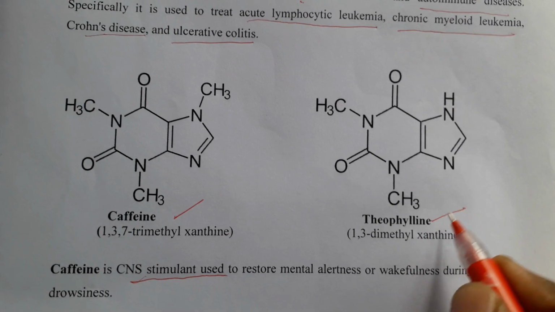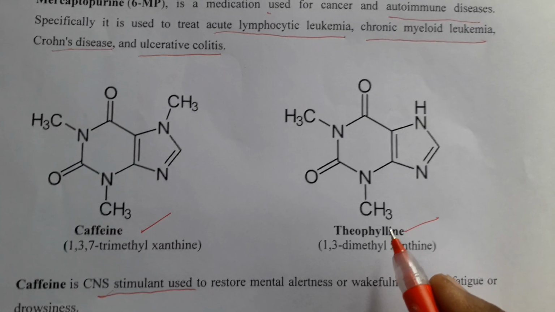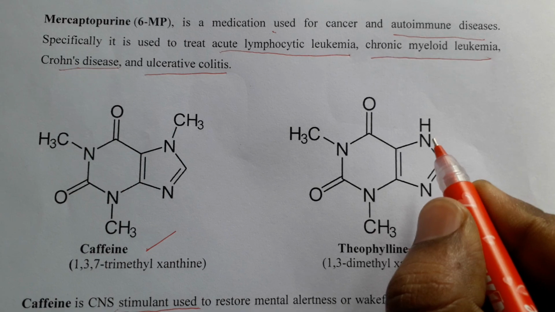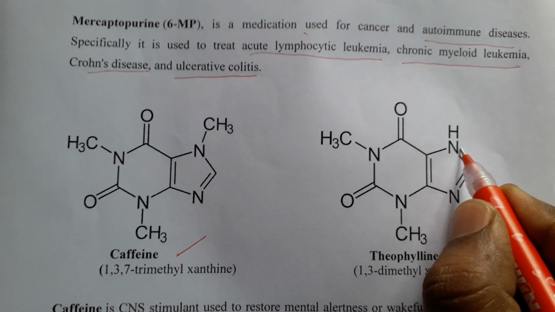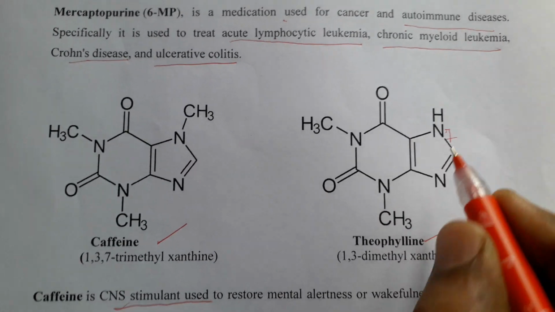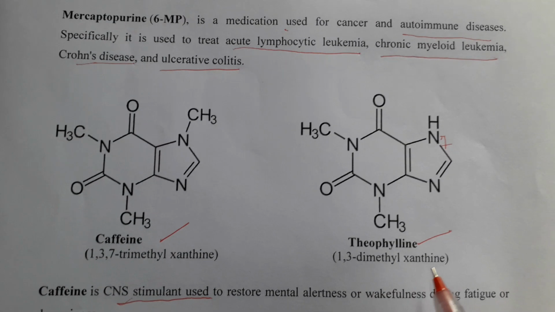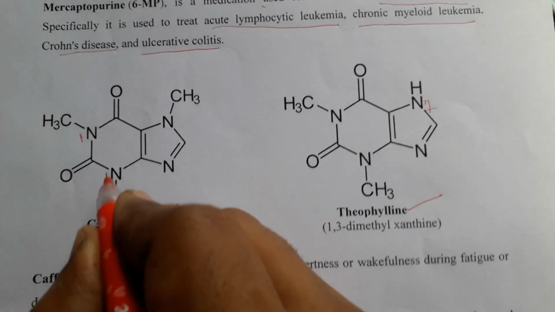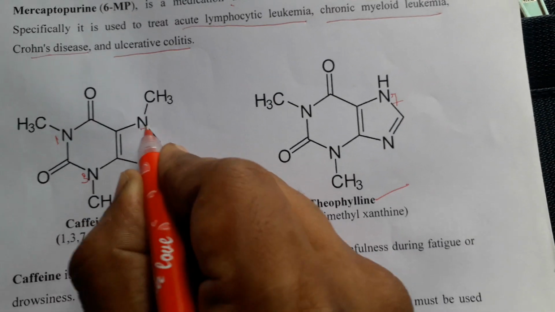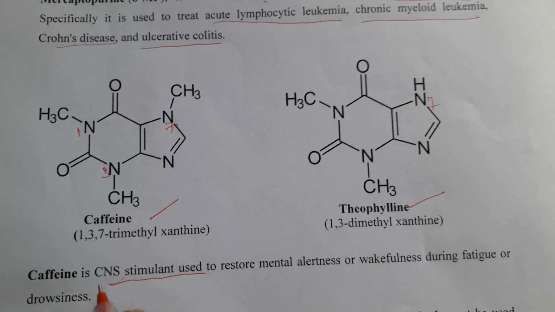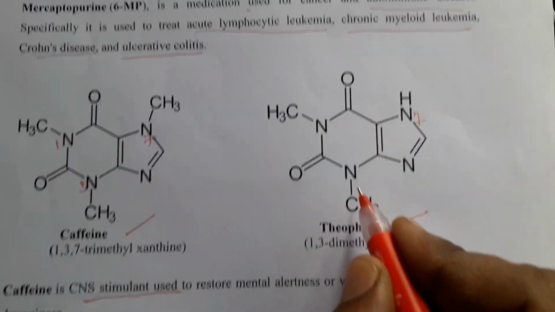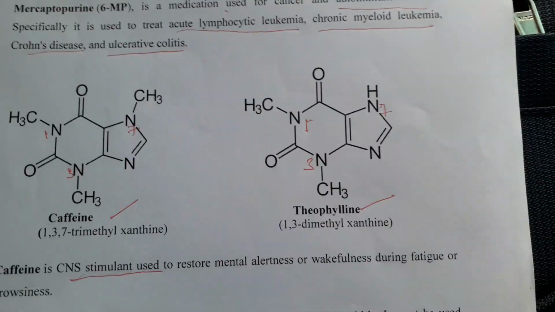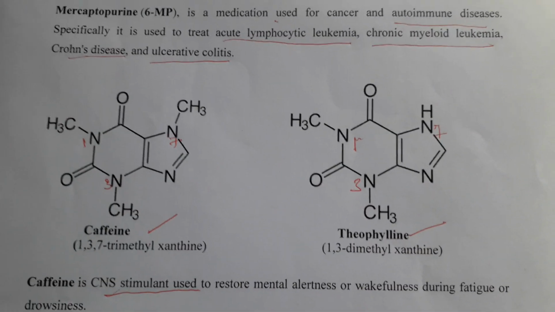Then the next drug, theophylline, which is similar to caffeine but lacks the 7th position methyl group, so that it is 1,3-dimethyl-xanthine. So in case of caffeine, the first, third and 7th positions have methyl groups, so 1,3,7-trimethyl-xanthine. But in case of theophylline, only the first and third positions have methyl groups, 1,3-dimethyl xanthine.